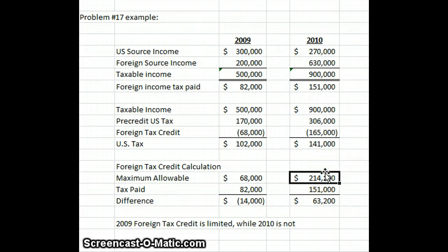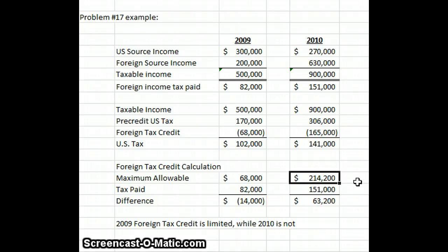But I need to calculate my foreign tax credit. So I'm going to do that by taking E6, which is my foreign source income, $630,000, divided by my total taxable income of $900,000. So I have that percentage times my pre-credit U.S. tax of $306,000. So the maximum foreign tax credit allowed is $214,200. So that's my maximum allowable deduction for foreign tax paid.